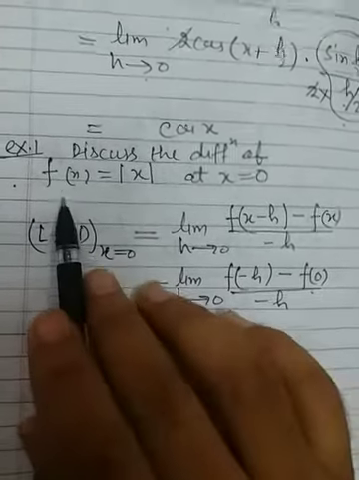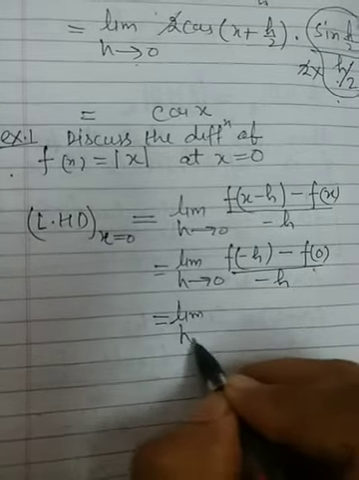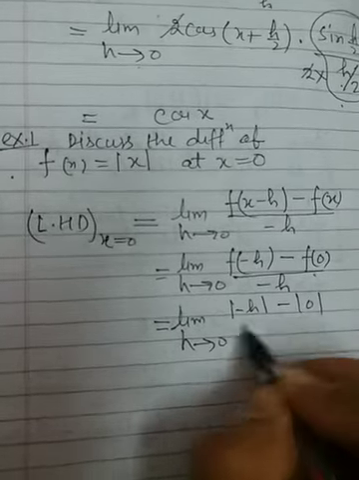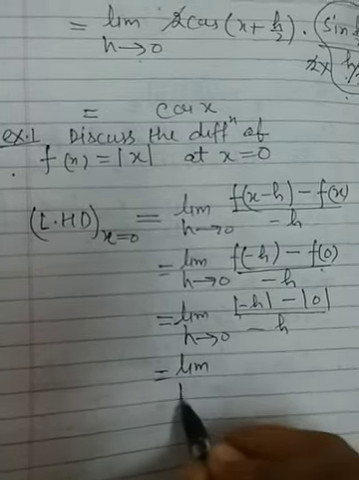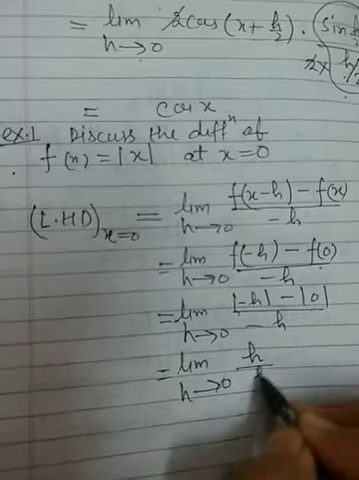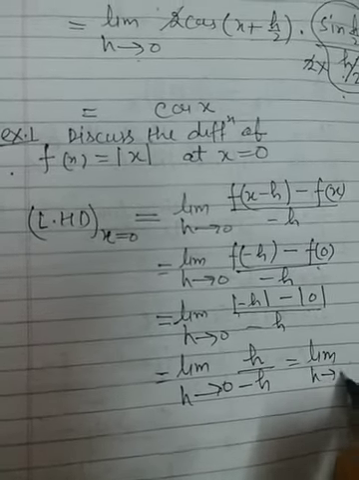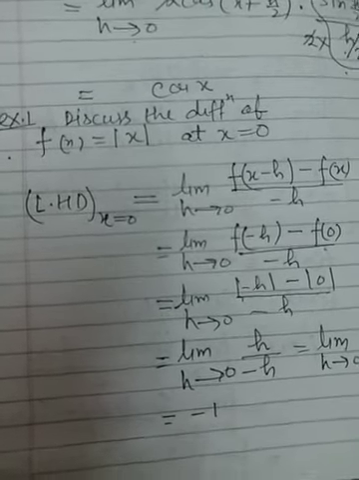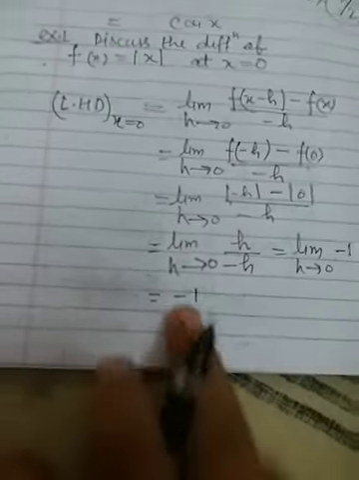Now the definition of function is f(x) equals mod x. So put the definition over here for these values. So this is mod of minus h, then mod of 0 upon minus h. So this is limit h tends to 0, this is h by minus h. So you will get this value as minus 1. The limit is minus 1. So we have got the left hand derivative to be minus 1.